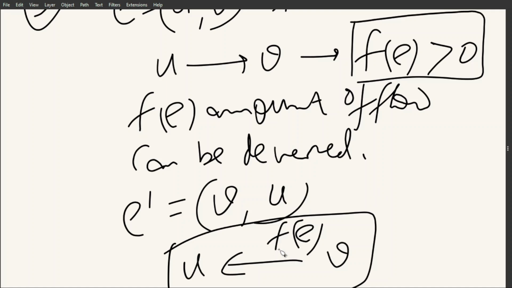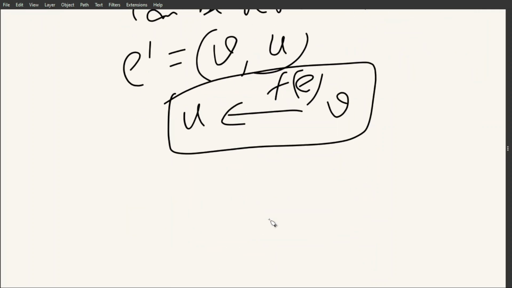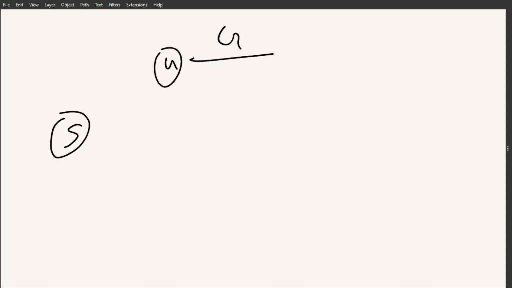So we can get two edges, forward and backward, with different weights. Now we will take the same example. Once again I will draw the same figure and find its residual graph. So consider the same example, flow network G, S, U, V and T.